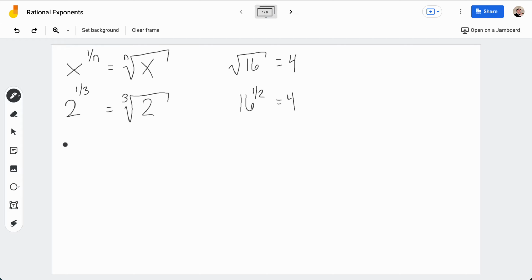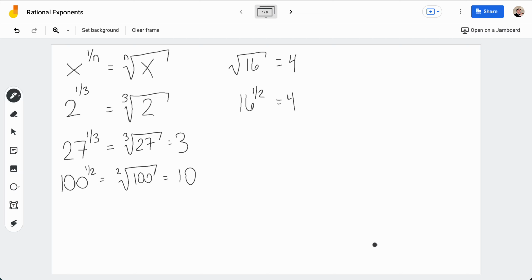So real quick, let's have you try one. Try 27 to the 1/3 and try 100 to the 1/2. Pause the video and do each of those. You should get, this is the same thing as the cube root of 27, which is equal to 3. And this is the same thing as the square root of 100, which is equal to 10.